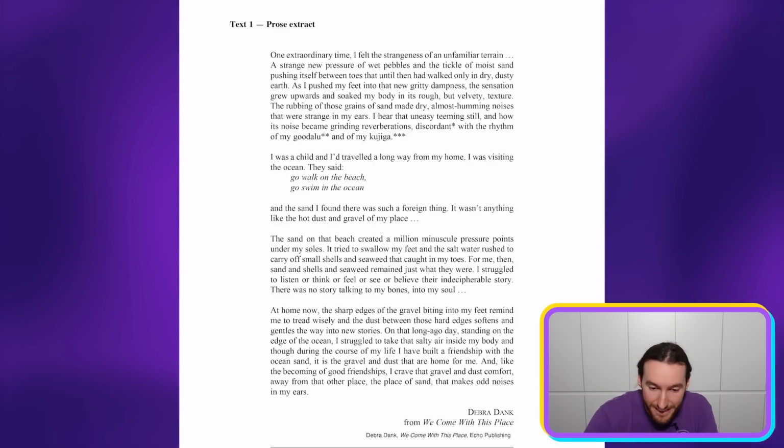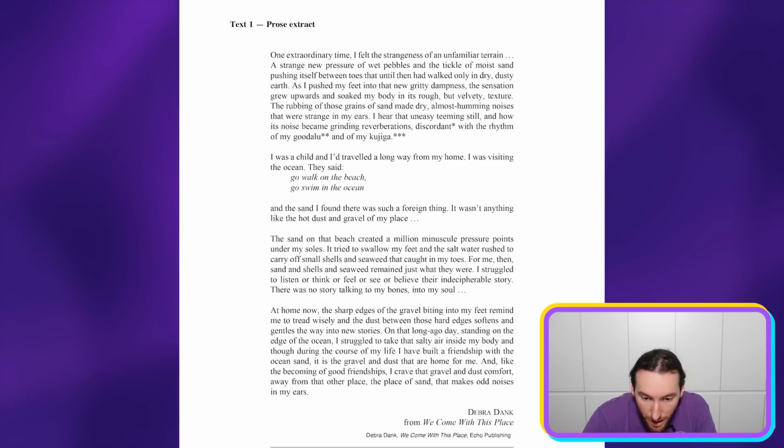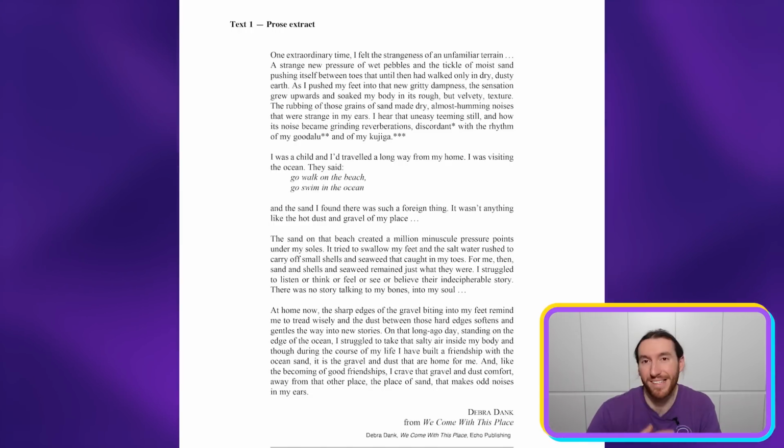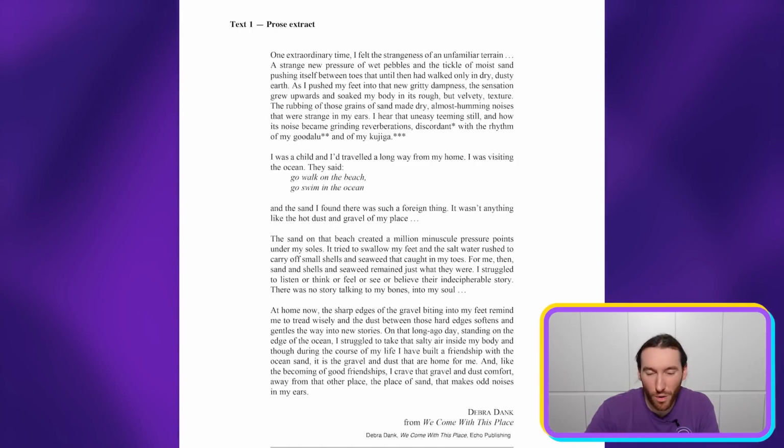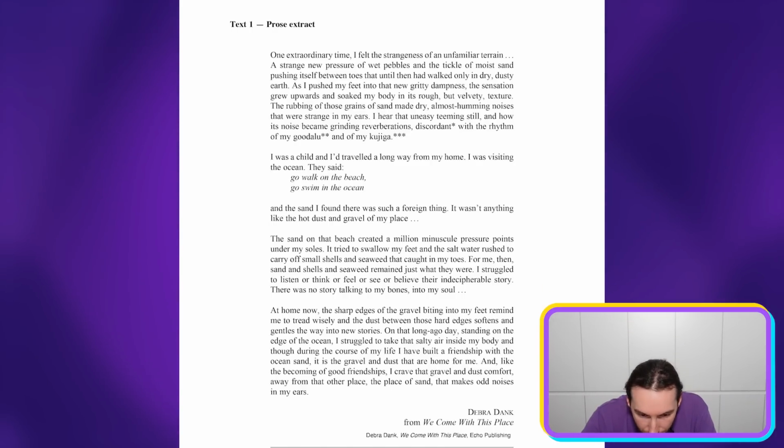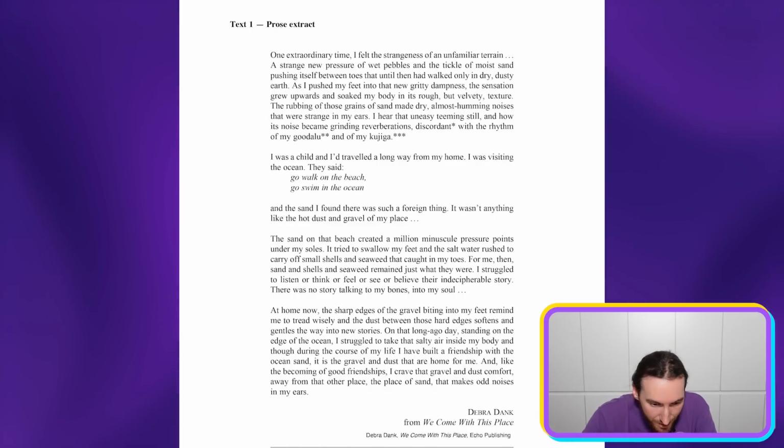So I've got to go back to the text really quickly, and I've got to find two quick techniques that will support this point. Where's she unable to connect and why? All right, the sand on that beach created a million minuscule pressure points. That million, it stood out to me. It was an obvious exaggeration. So I'm going to use that as a hyperbole. So I'm going to say, and I want to use short quotes as well, the hyperbole of a million minuscule pressure points, that's all we need.